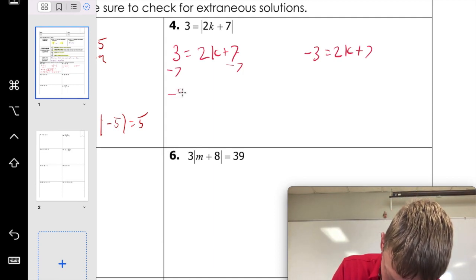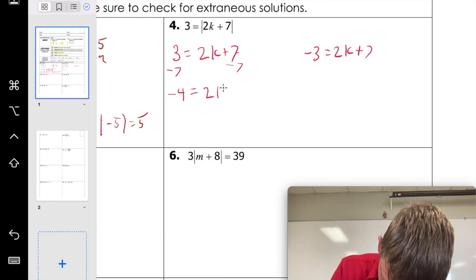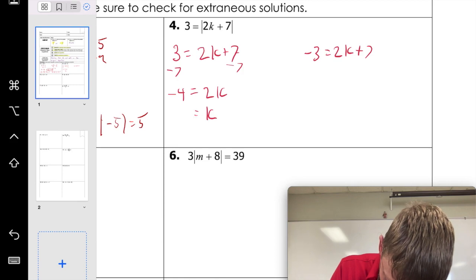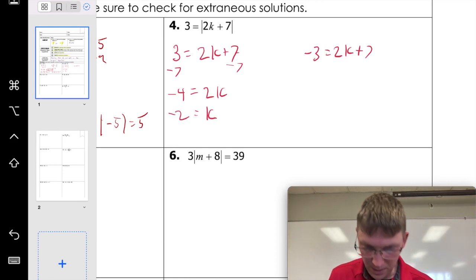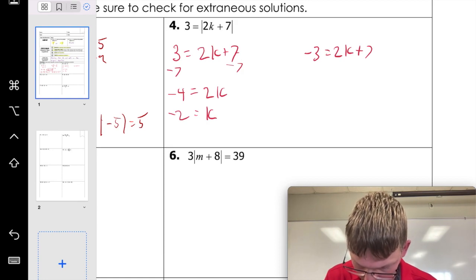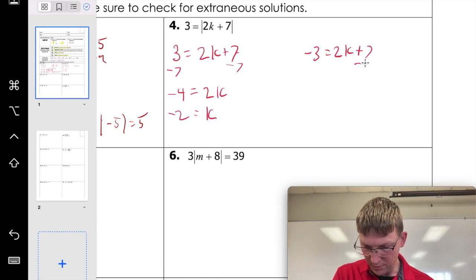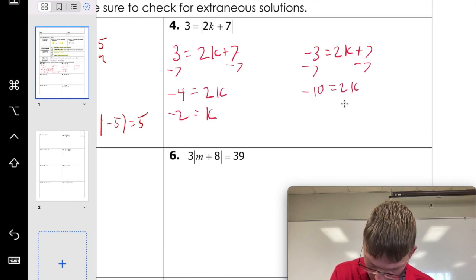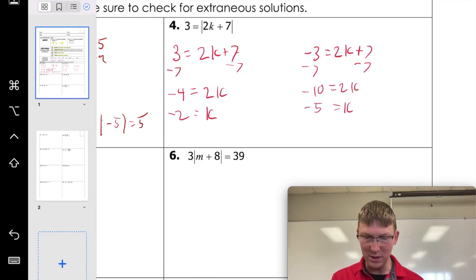So what we got, negative 4 equals 2k. Divide both sides by 2. K equals negative 2. Okay, so then on the right side, minus 7, minus 7. So we got negative 10 equals 2k. K equals negative 5. Again, divided both sides by 2.